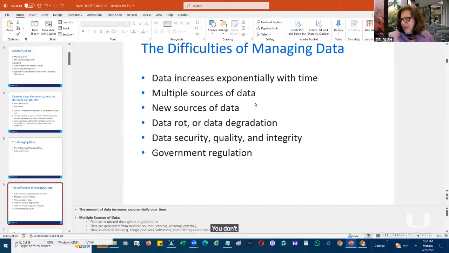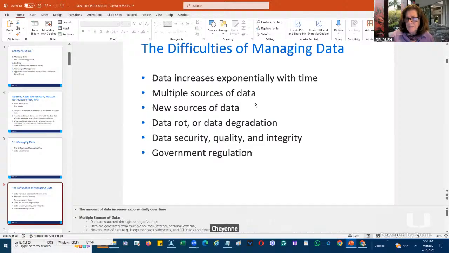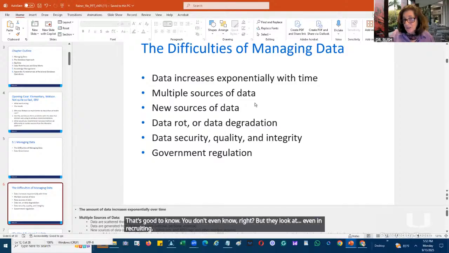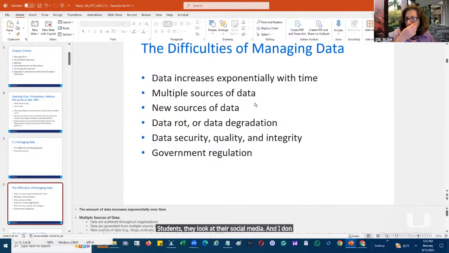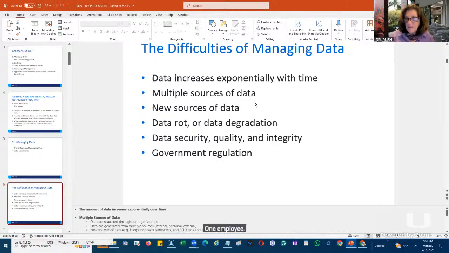You don't just even have data. Do you think the universities look at social media of their students? Cheyenne? No. They do. Oh, lovely. That's good to know. You don't even know, right? But even in recruiting students, they look at their social media. And one employee got fired this weekend because of what that employee posted on social media.